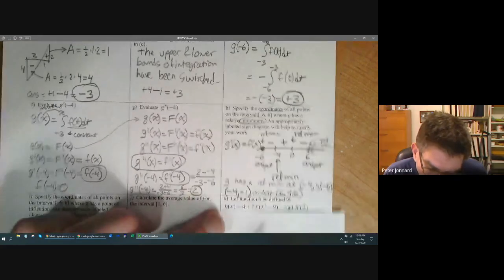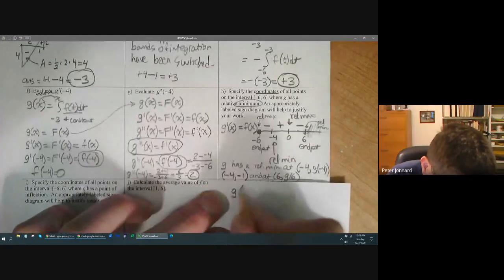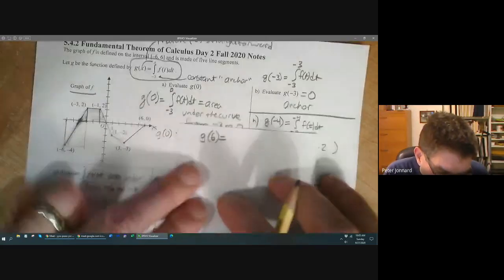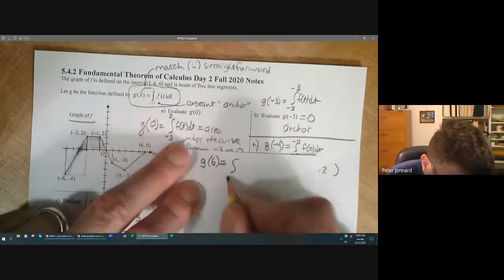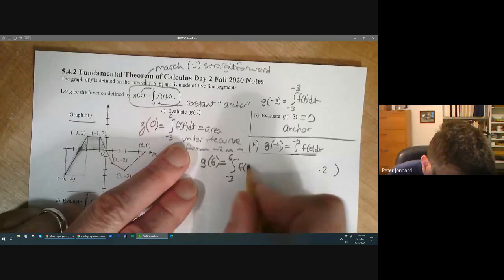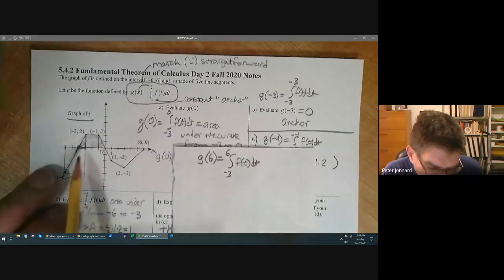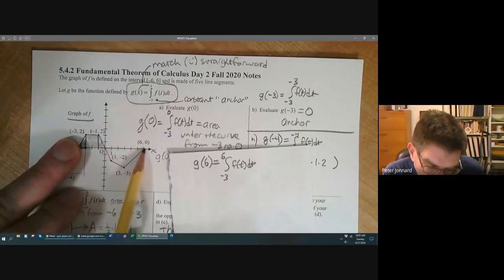So I need to be concerned with G of 6. So by definition, G of 6, well, what does that equal? Okay, so I look up here. G of 6, according to this definition, is the integral from -3 to 6 of f of t dt. Okay, so I just need to evaluate the area going from -3 to 6. That's all I need to do.